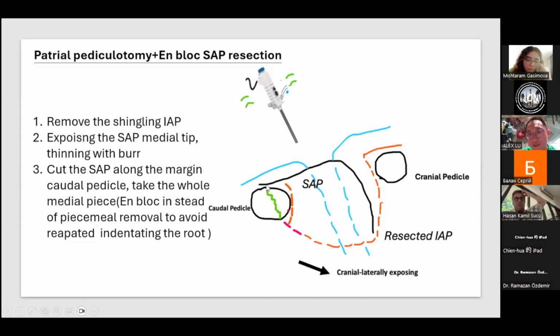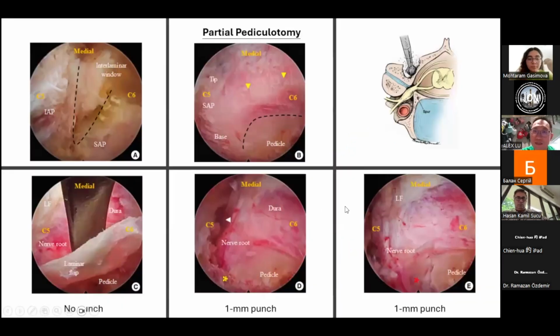So people always ask me, how do you make enough decompression? I tell them the medial side and the lateral margin of the pedicle are your important landmarks, because outside of the pedicle, there's nothing on the ventral side. So there's no disc that will compress the nerve roots. I will show you in the MRI later. So this is my intraoperative video.